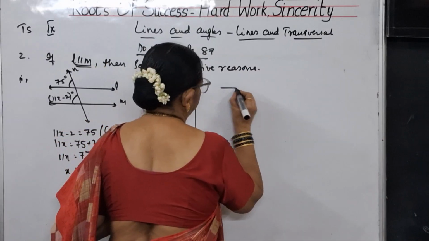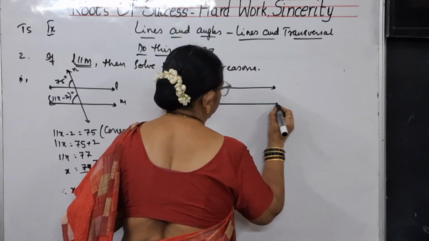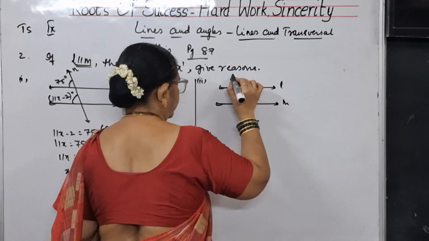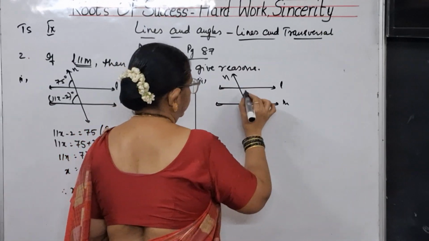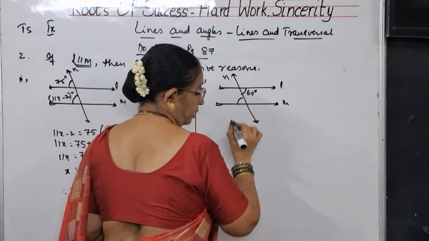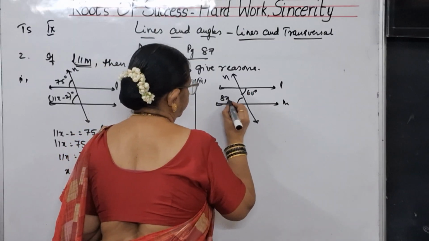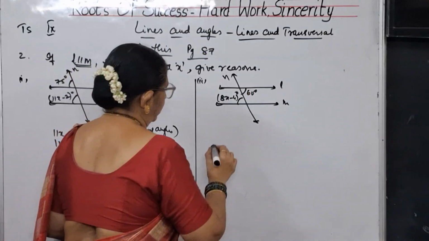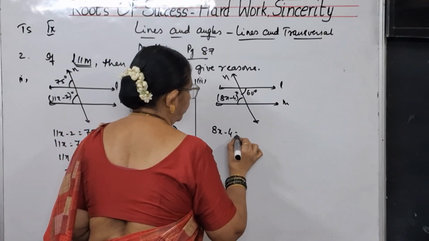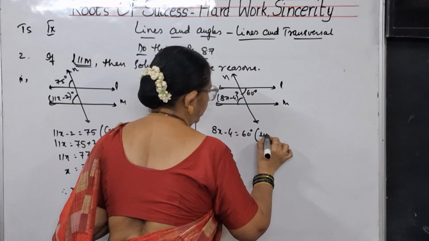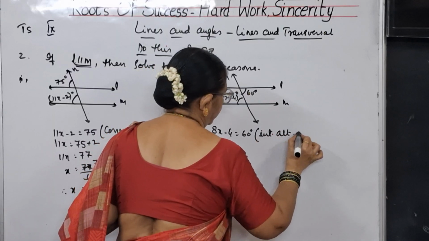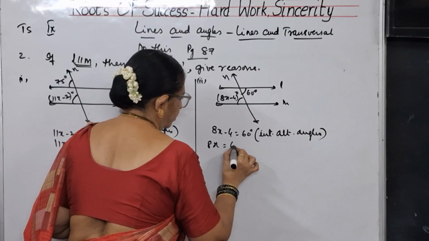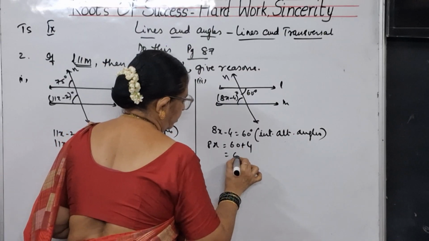In the second bit also, you have got L and M, and this is N, and 60 degrees, and here 8x minus 4 degrees. So see, these are interior alternate angles. So 8x minus 4 is equal to 60 degrees. Why? They are interior alternate angles. So what is 8x? 60 plus 4, that is 64.